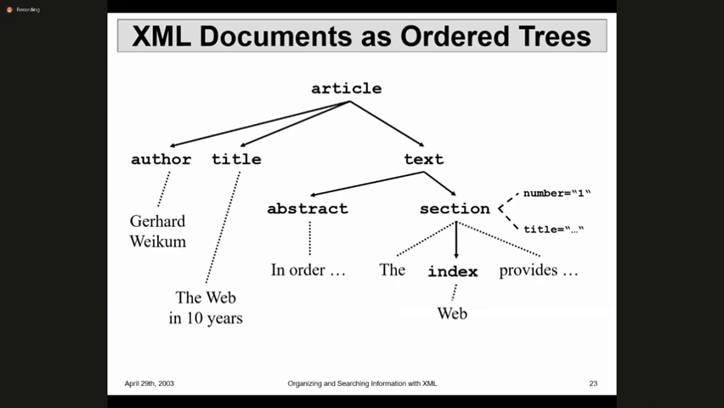So XML documents as ordered trees. I defined this earlier. So article has author and title, and text. Now text has another two, abstract and section, and this section has index, while this section has two attributes called number and title. So these are the elements. Elements have their parents and their children, and then attributes as well.